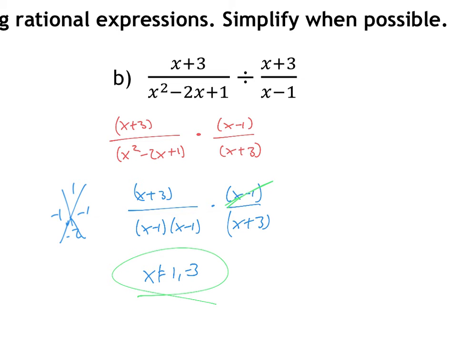Now let's cancel what we can. I got a negative 1 here and a negative 1 here, a plus 3 here and a plus 3 here. So I canceled everything off the top, so I just leave a 1. I need a placeholder. If you put 0, everything goes away, so your placeholder is 1. So 1 over x minus 1 with your excluded values of x cannot equal 1 or negative 3.